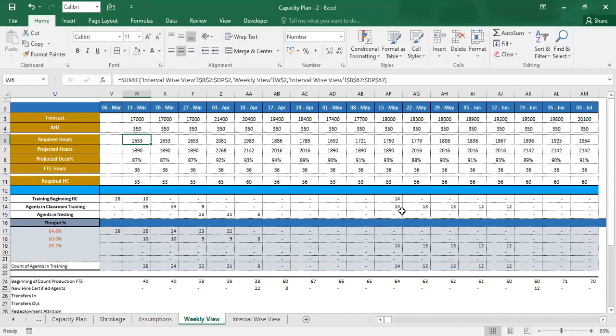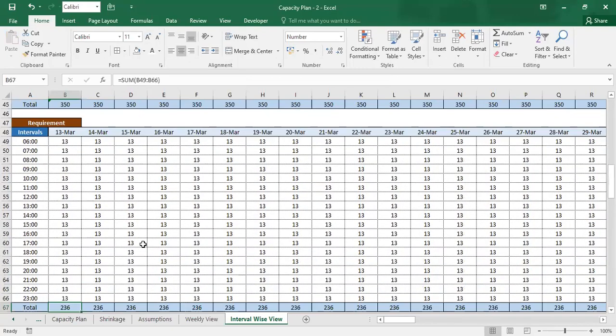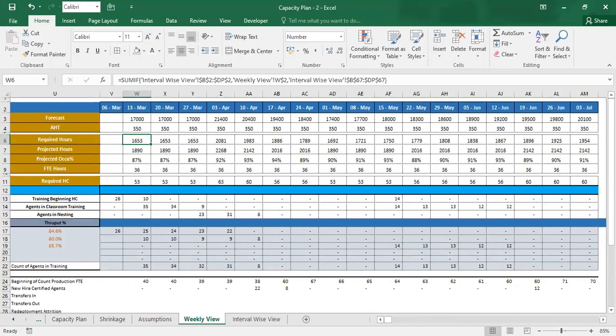So here you can see that this is how I got my required hours. I have applied the formula and pulled the number from here, required hours. And this is my projected hours that I have plotted in the dummy schedule. And this is my projected occupancy. And these are my hours that I have calculated based on the shrinkage model. And this is my required headcount.